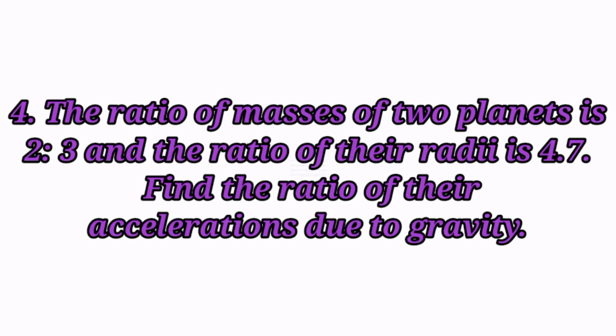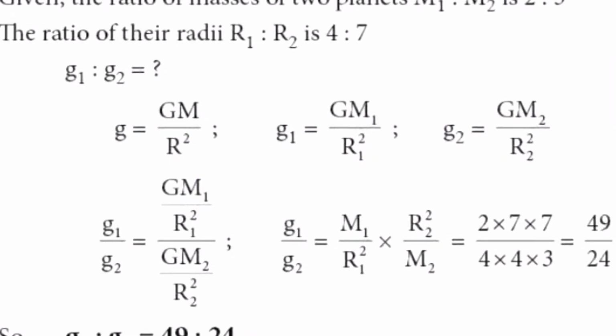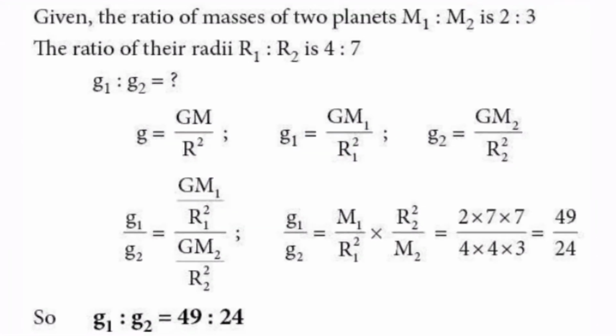Fourth question. The ratio of masses of two planets is 2:3 and the ratio of their radii is 4:7. Find the ratio of their accelerations due to gravity. Solution. Mass ratio m1 is to m2 is equal to 2:3. Radii ratio r1 is to r2 is equal to 4:7. Ratio of g we have to find.